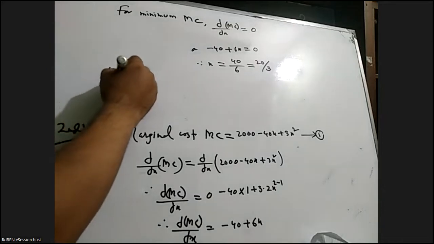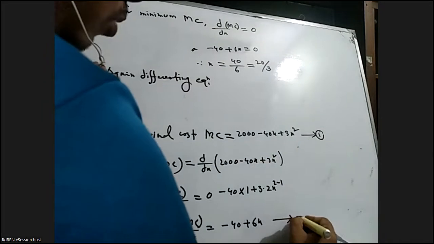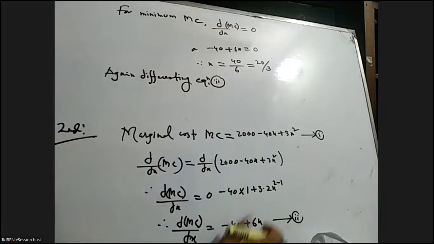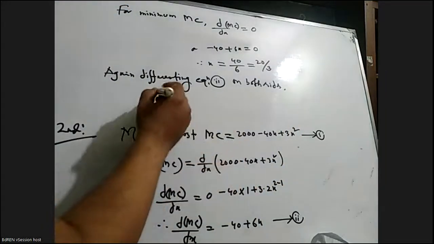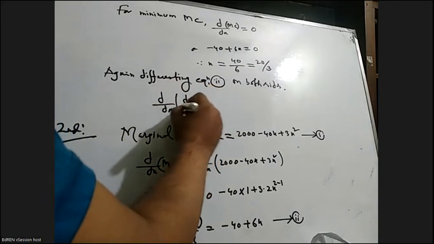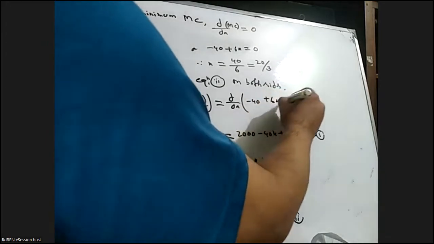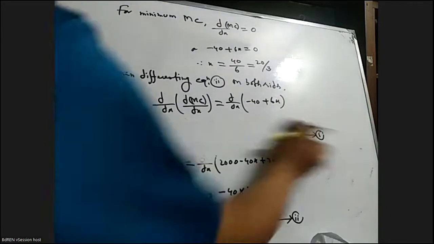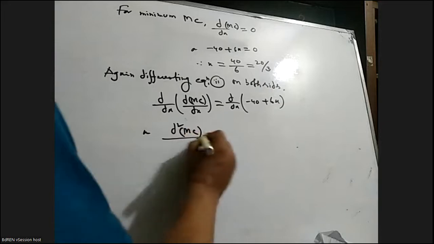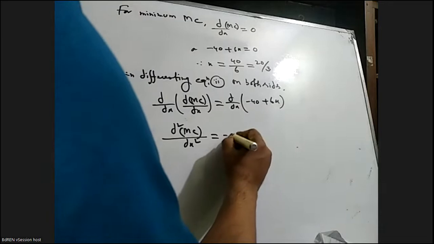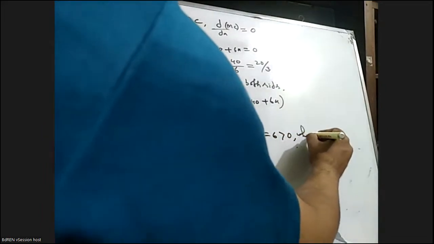Again, differentiating equation number 2 on both sides, that means taking the second derivative of marginal cost. So, d/dx of d(MC)/dx equals d/dx of minus 40 plus 6x. So the second derivative of marginal cost: minus 40 is a constant, so 0, plus 6 multiplied by 1, the differentiation of x. So this equals 6, which is greater than 0, which is positive.